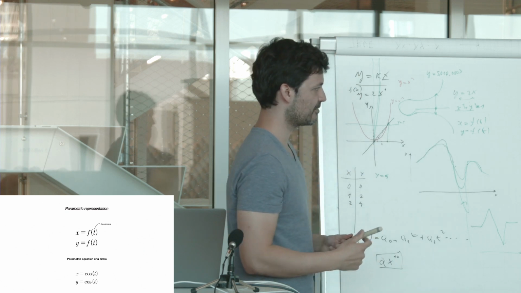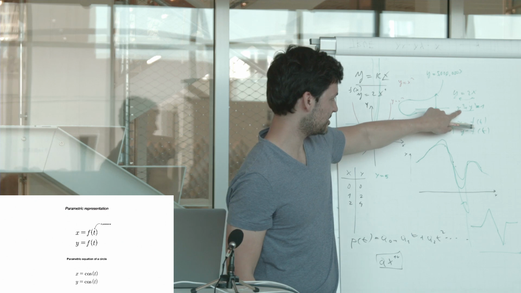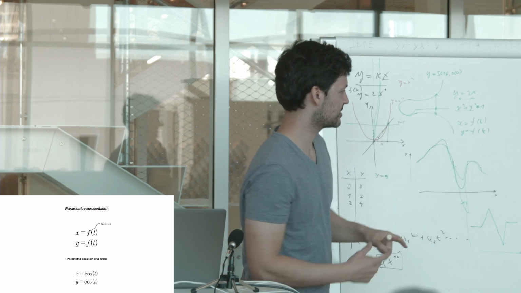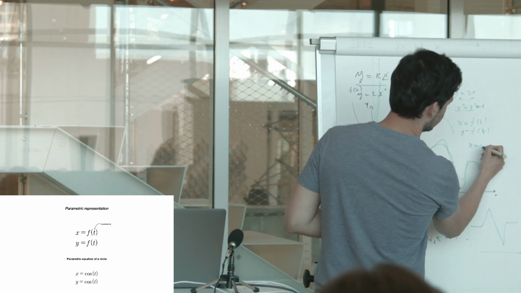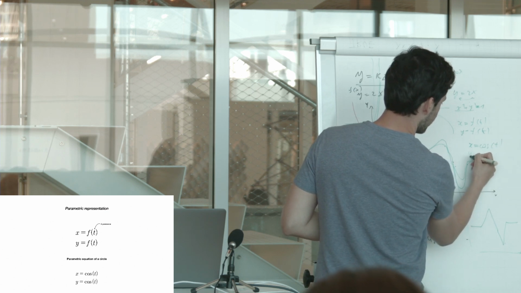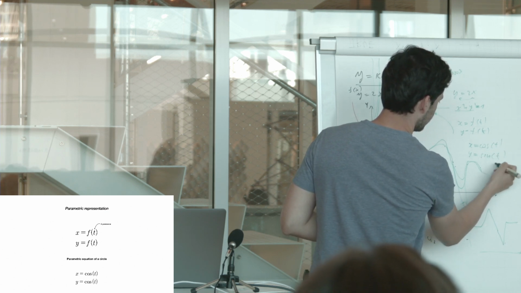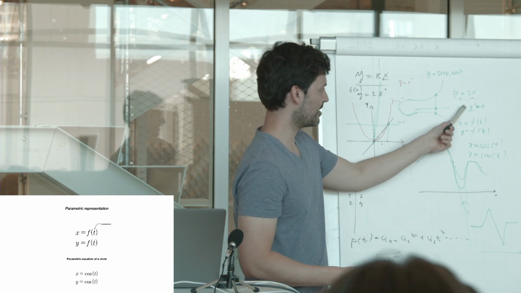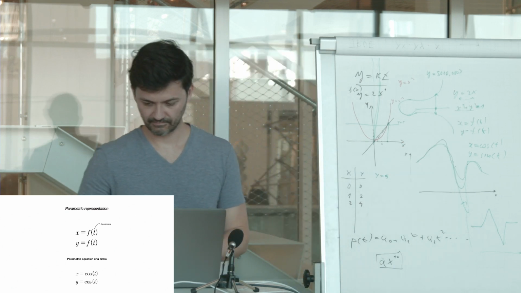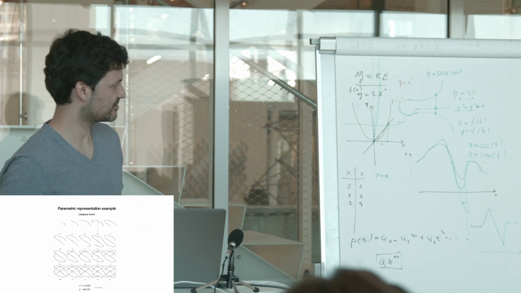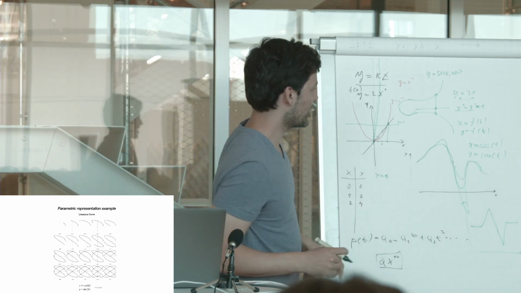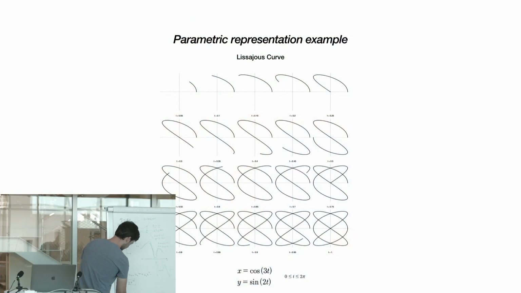So for example, if you want to represent a circle now, you do not use this anymore, but you use this. X equals cosine of t, and y equals sine of t. It's a parametric way of representing this. But what happens is, look at the function in the bottom. So now we just say, okay, instead of x equals cosine of t, let's say x equals cosine of 3t, and y equals sine of 2t.